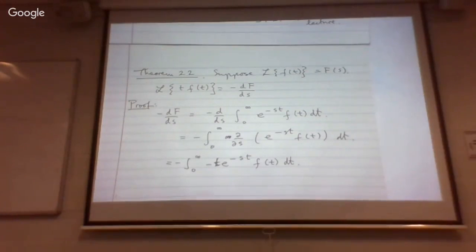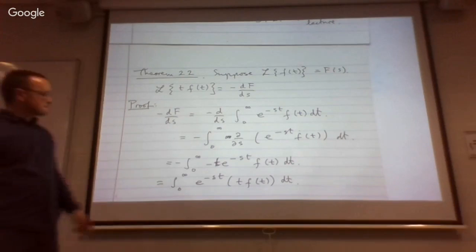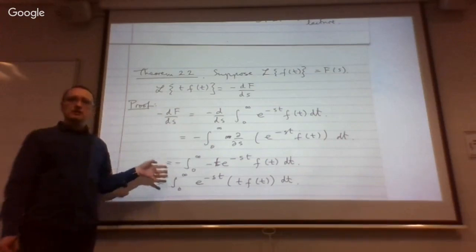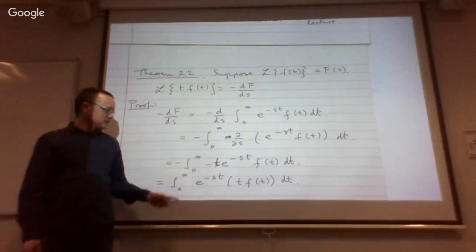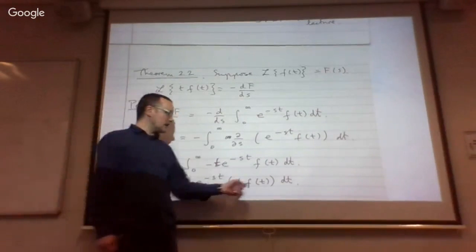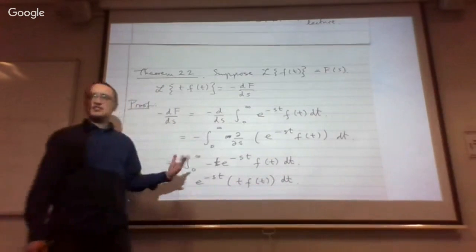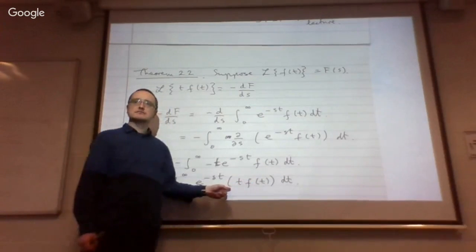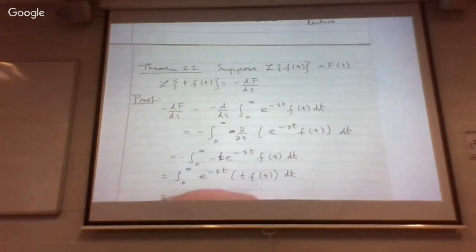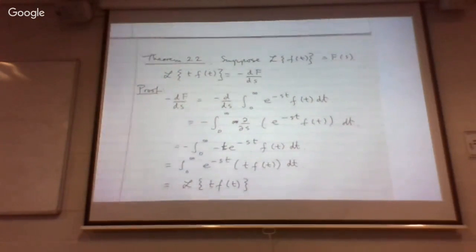And then you've got two minus signs. Remember, the integration is linear, so that minus sign can pop outside and cancel with that one. And then I'll just reorganize things slightly and move the factor of t. And then we realize what we're looking at there is an integral from 0 to infinity of this exponential factor e to the minus st multiplied by some function in the brackets, dt. So that's exactly the Laplace transform of this function here. So that's exactly the Laplace transform of t times f of t by definition.